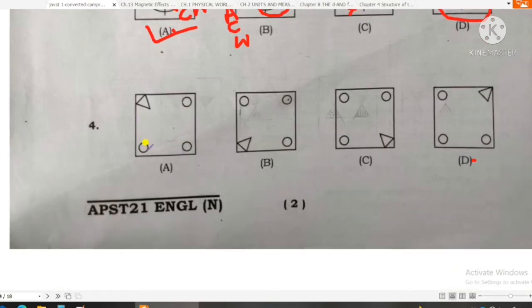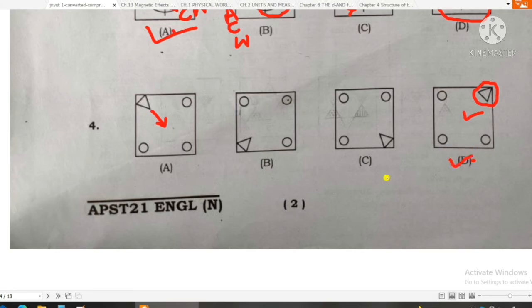Here there are three figures. This is the first figure. Three circles are given in three corners of this square, and one triangle. The vertex of this triangle is facing towards the center in all the figures except this one. Here the vertex of this triangle is facing towards the corner. That is why this is the right answer.